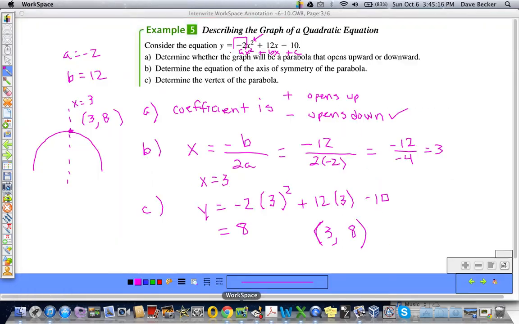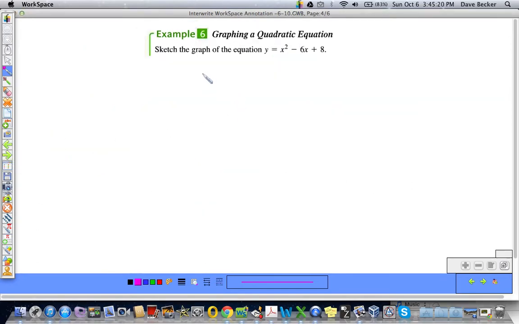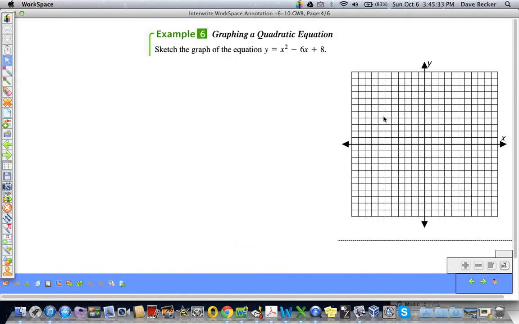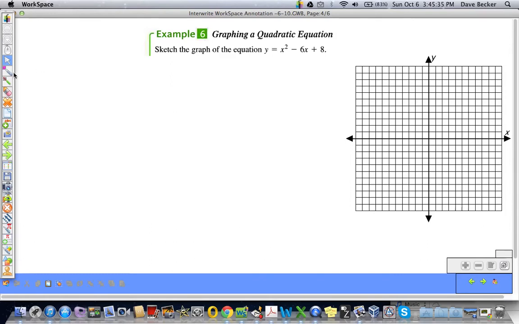Okay, so let's go back to our table here. We'll do one more example and we will be done. Sketch the graph of the equation y equals x squared minus 6x plus 8. Okay, so I need a graph, so that's what I did. Let's move it over here out of the way. And let's find the vertex and the equation of the axis of symmetry.